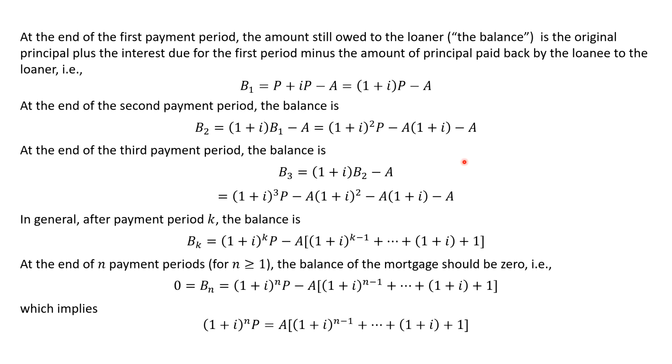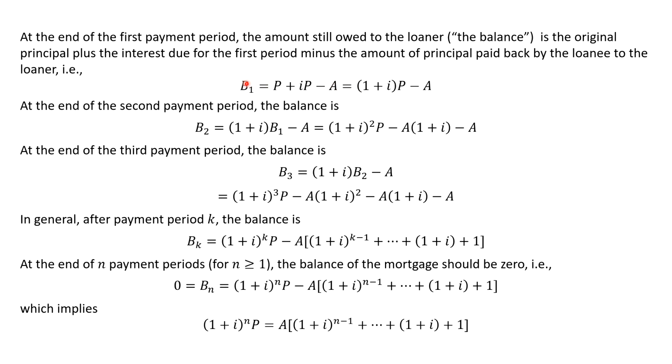On this slide and the next, I'm going to derive the formula for A, the amount of money due at the end of each period. And the way we'll do that is by looking at the balance at the end of each period. So we'll start with the balance at the end of the first period. So it's the principal plus the accrued interest on the principal, so you owe this much, but then you paid back A. We don't know what that is yet. We want to solve for that.